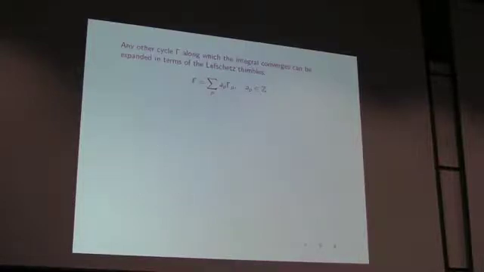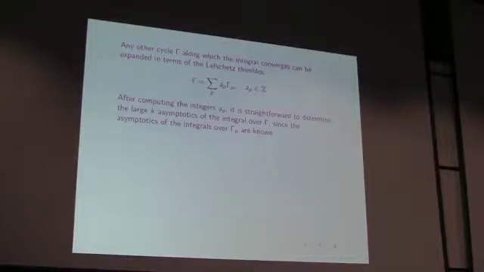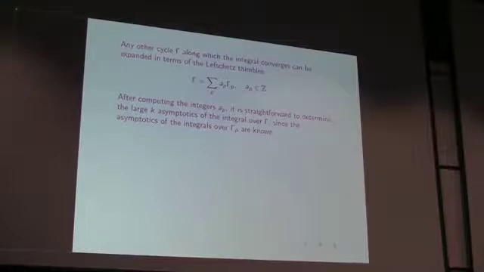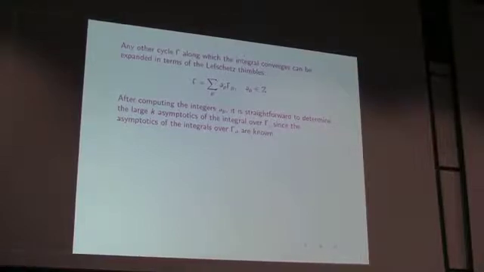Now, what you learn from Morse theory is that any cycle on which the integral converges can be expanded in terms of the Lefschetz thimbles with integer coefficients. And after computing the integers a sub p, it's straightforward to determine the large k asymptotics of the integral over a cycle gamma. The asymptotics is known for every gamma p. So you simply take the value of p where gamma p is maximal, subject to a sub p being non-zero. And that will give you the asymptotics of the integral over gamma.